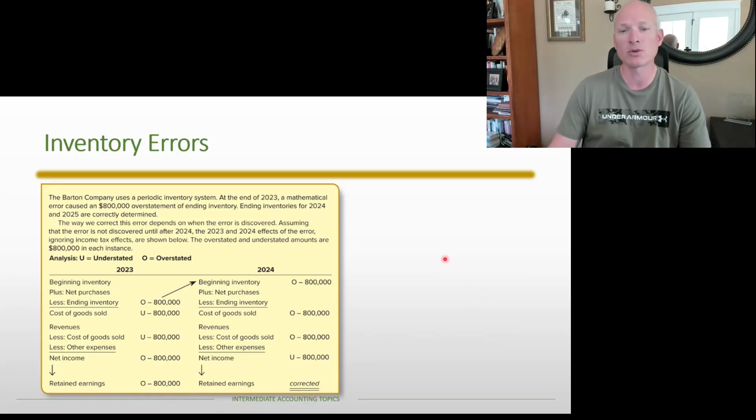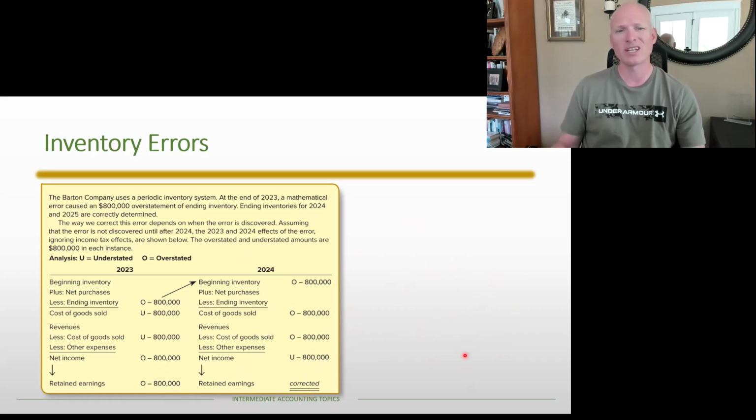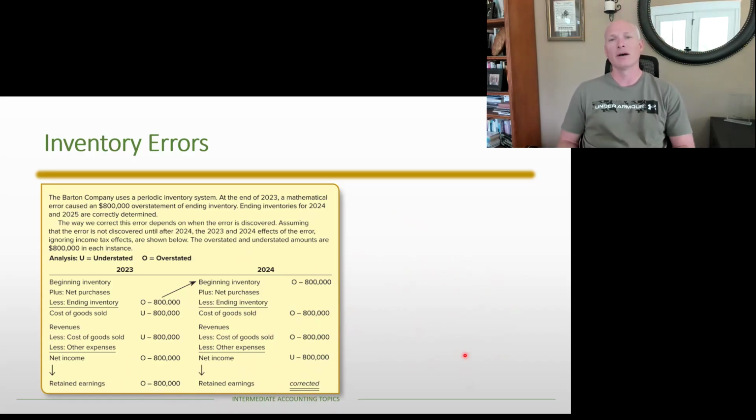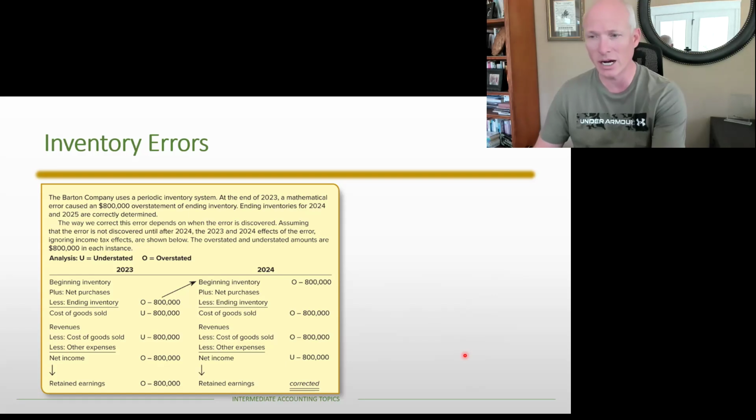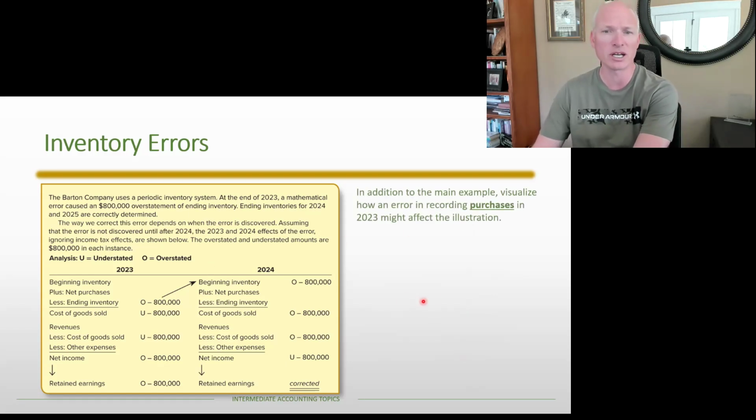So if I get into 2025 and I discover the error, there's no journal entry because my ending inventory balance is what's going to carry forward into 2025. That's correct. My retained earnings is carried forward. That's correct. Cost of goods sold is closed. So I don't have anything to correct there. So if I discover the error in 2025, there's no correction necessary. So again, it's called a self-correcting error. And just as a concept, this is the example in the book.